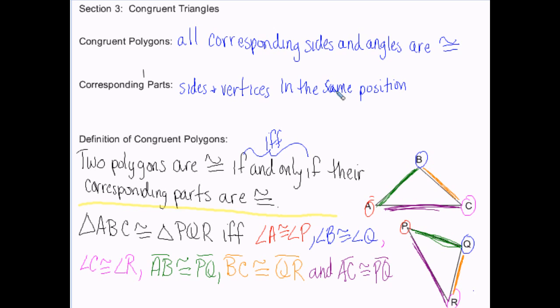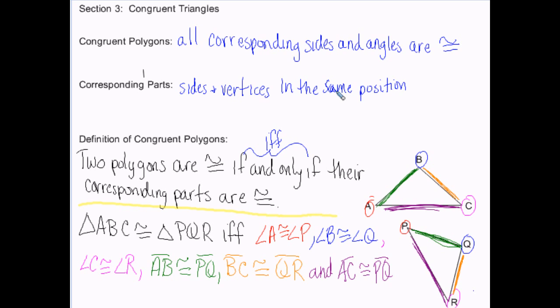So if we look at these two triangles here, you can see the bottom one rotated. The way we know that A and P are supposed to be in the same position is because of the way the triangles are named. The letters that go in the same order represent the congruent parts. So A would be congruent to P, B is congruent to Q, and C is congruent to R. Same order, so same position.